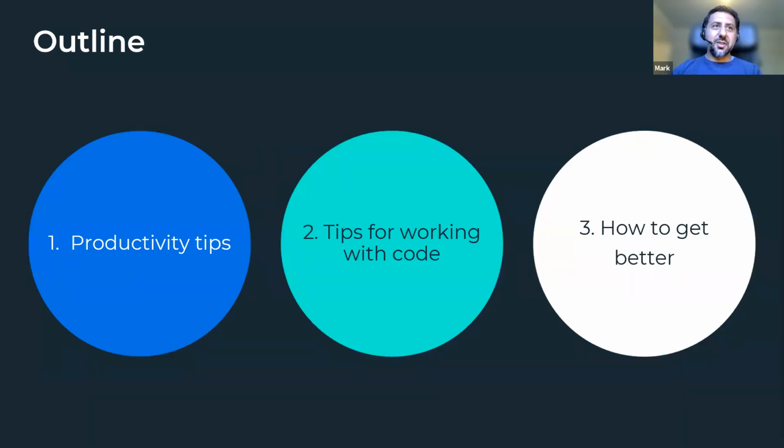So what are we going to talk about today? The 10x developer probably has a lot of tips and tricks up their sleeve on how they can work so much faster. So I've divided the talk up into 3 parts. The first part is productivity tips. Then we're going to look at tons of code, and that would be tips for working with code. And then we'll look at how do we get better, because being a developer is always about continuous self-improvement.